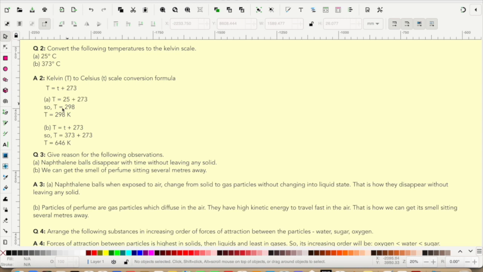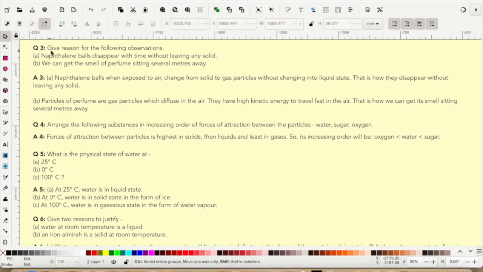So substitute the value. Capital T can be calculated as 298 Kelvin. In part B, substitute the small t value as 373. So capital T will be calculated as 646 Kelvin.